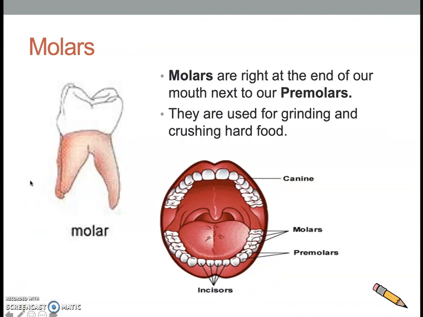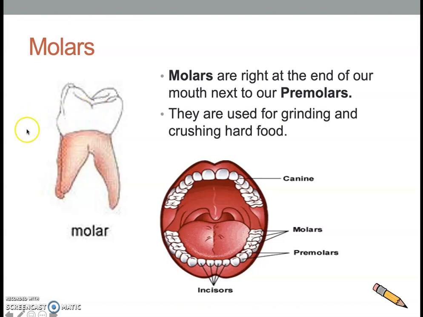And now moving on to our 4th and final tooth, we are now looking at the molars. Now, molars are right at the back of our mouths, right next to our premolars. Now, these teeth are also very flat in shape, as you can see, and these are because they are used specifically for grinding and crushing hard food. So unlike before, where the premolars are designed for crushing soft food, the molars at the back of our mouths are used for grinding and crushing hard food.